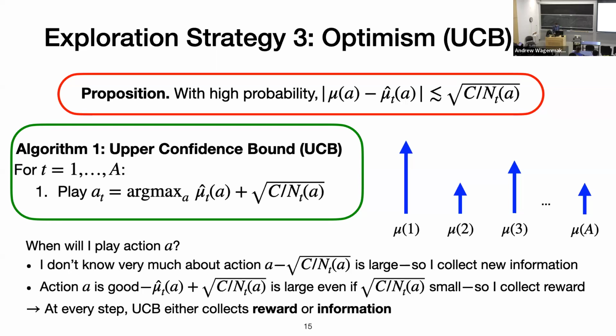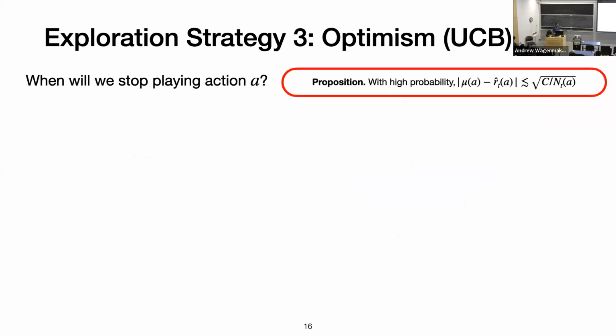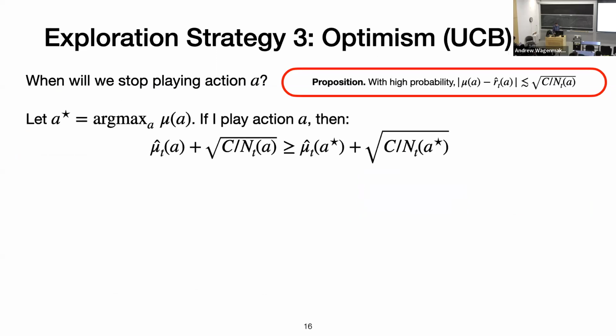Now, we can ask, does this solve the problem that I mentioned with epsilon greedy? For that, we can just think a little bit more about what is going on here. When will I stop playing some action A? Let A star denote the optimal action, the arm with the largest mean.